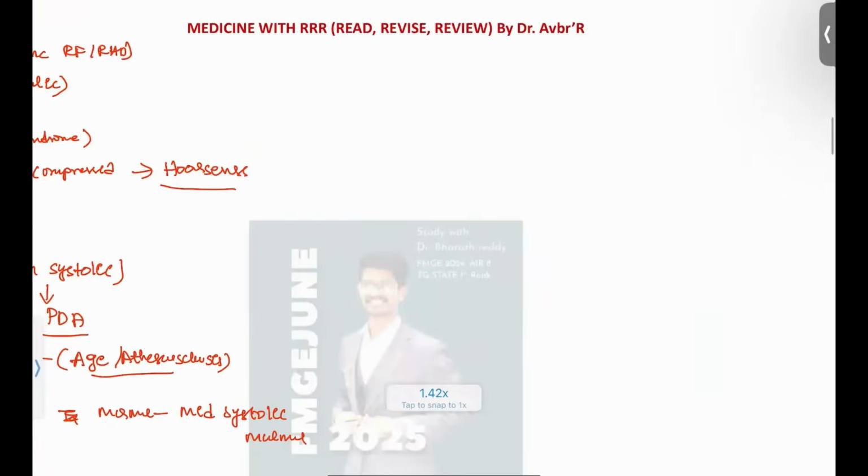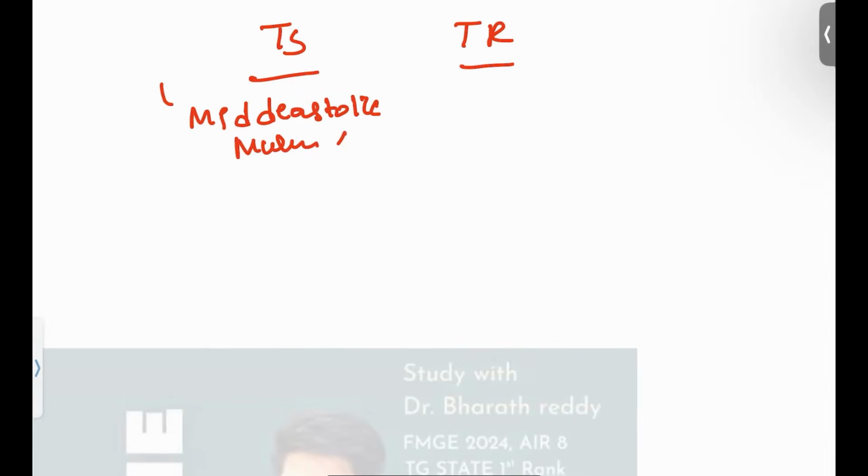Next, moving on to tricuspid stenosis and tricuspid regurgitation. Tricuspid stenosis is most commonly due to rheumatic heart disease only, and this patient will have a mid-diastolic murmur. In tricuspid regurgitation, this patient will have a holosystolic murmur.